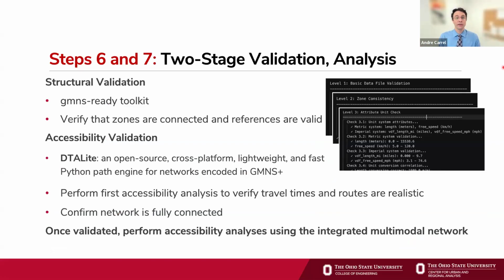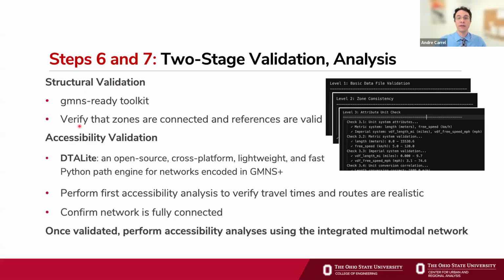And so practically speaking, like I said, that's just the combined node and link table. And then finally, before we can use this integrated multimodal network for our analyses and for modeling, we do need to do some validation. So this is a two-stage process. The first is a structural validation. There's a GMNS ready toolkit that's also provided by our colleagues at Arizona State. The link will be at the end of the presentation, and we'll post this publicly.